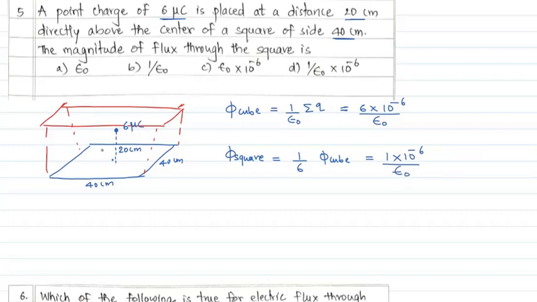The flux will be equally passing out through each face. One face means it becomes the square. So 1 into 10 raised to minus 6 by epsilon naught. So option D is our answer.